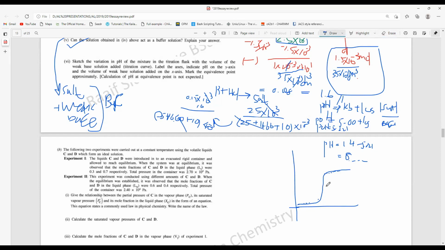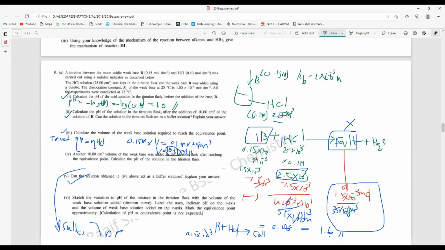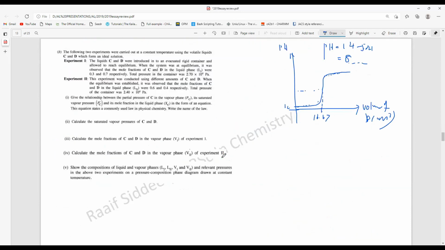Okay, so you can also add here to show the volume, that is 16.67, right? So you can write down volume of the base added in cubic centimeter, and here you can show the pH. You can even show the initial pH as 1.0, and that's it, right? This is the way that you can do it. So this is theory. These are very, very theory questions, right?